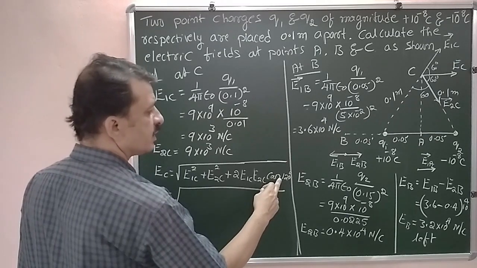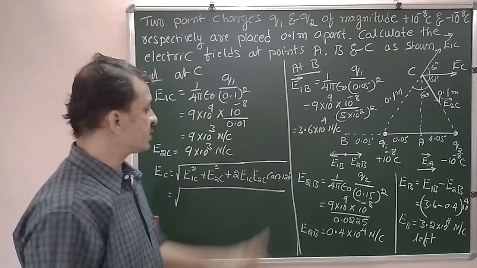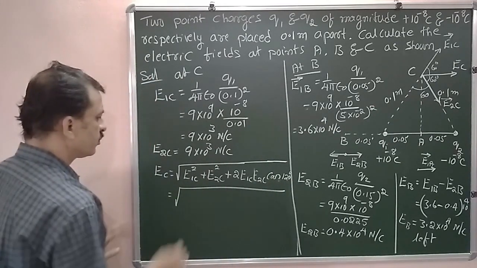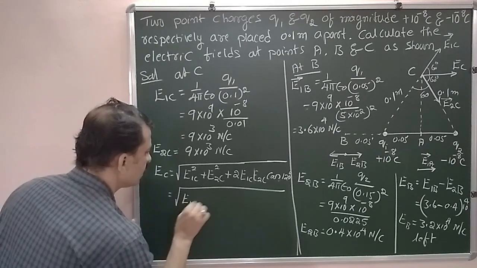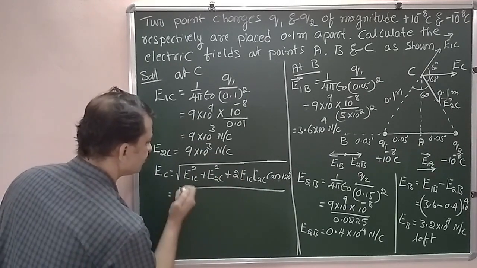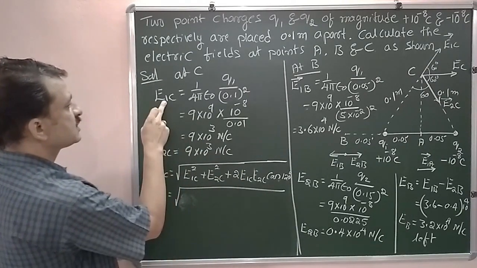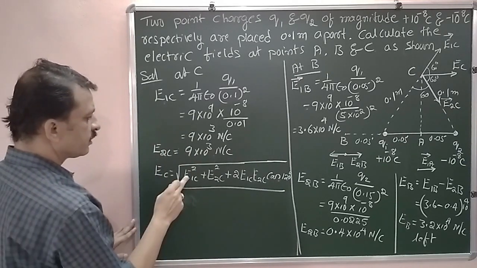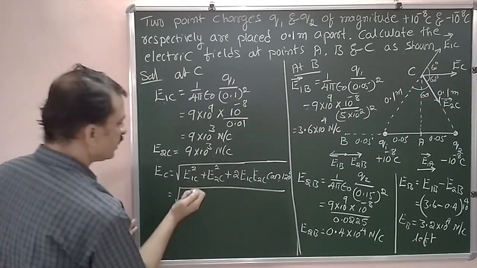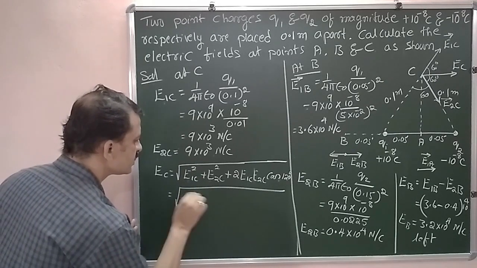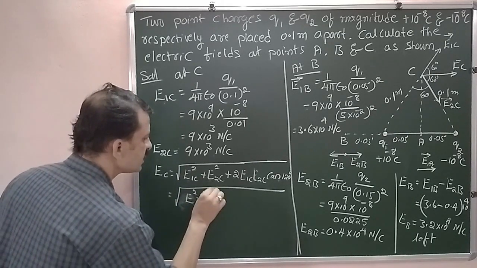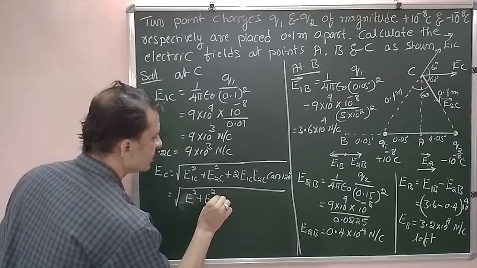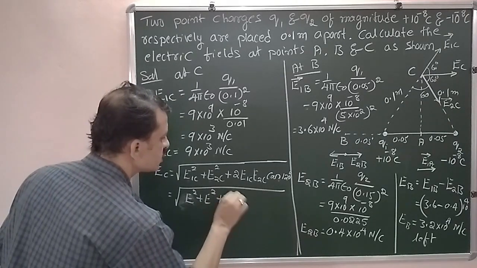Cos 120 is cos 180 minus 60, that is half. Therefore, we are going to get all equal: E1C, E2C, all are equal. Let me write simply E. Now, this is E square plus E square, plus 2E square.